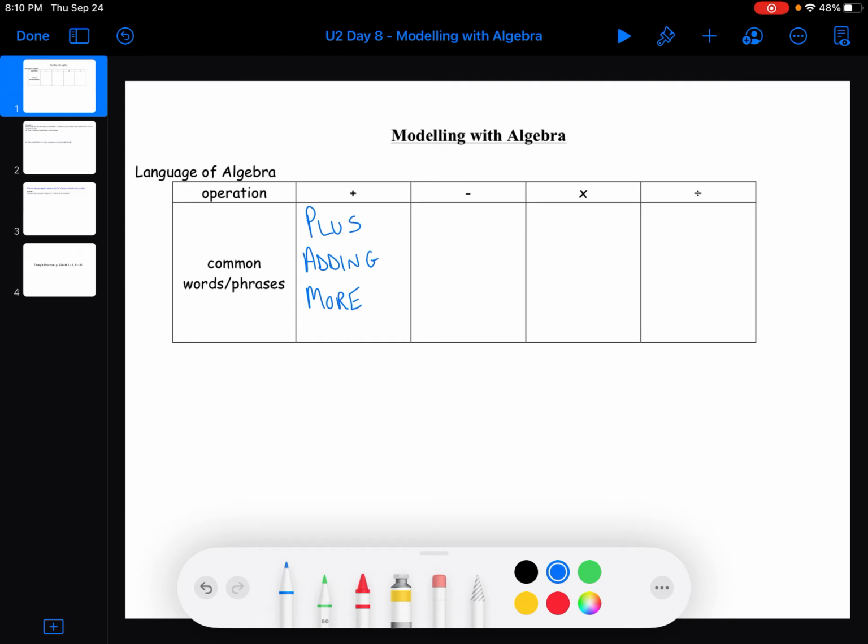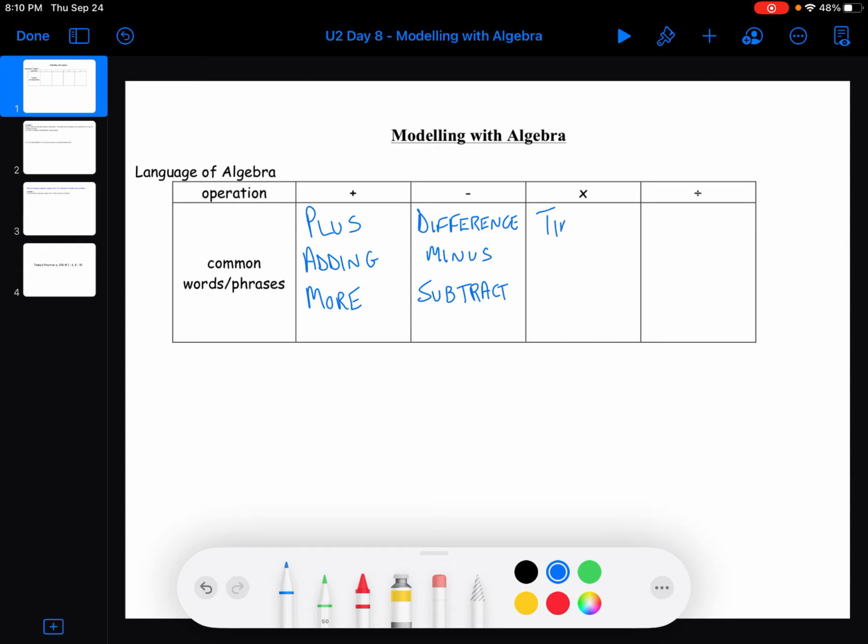When we're looking at subtraction, we're looking at difference, minus, subtract. You could say less. There's a bunch of different words we could use. These are common ones.